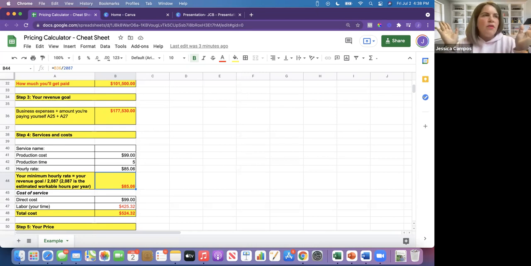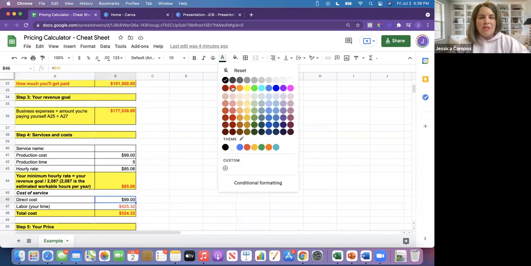Gone are the days of just comparing yourself with making $30, $40, $50. Just keep in mind, your $85 are going to mean much less because you have other obligations. So how much is the cost of your service? Well, the direct cost associated and then the labor, this is basically carrying on the formula from the top, right?